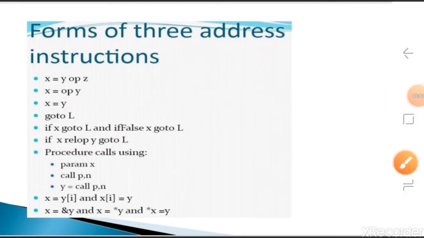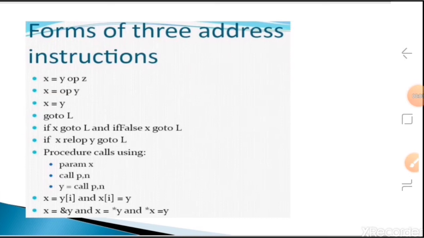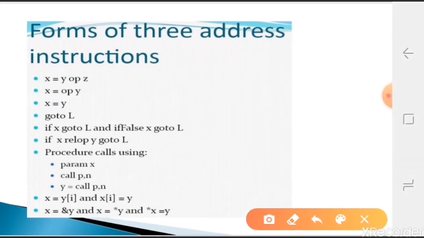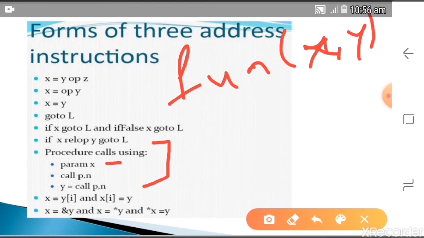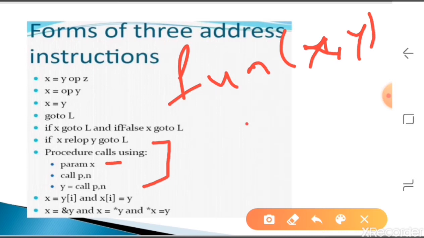And this is how we convert functions here, by using procedure calls. If there is any procedure call, first we write param x. Suppose I am calling a function with x comma y. Two parameters are passed, x and y, so I write param x followed by param y. However many parameters you are passing, that many params you have to write.